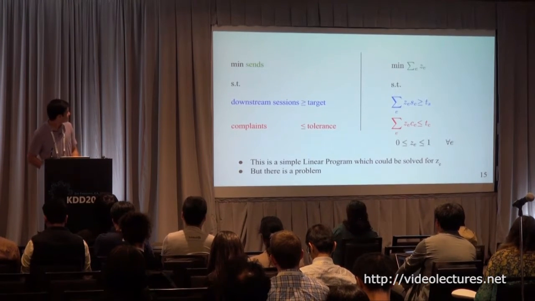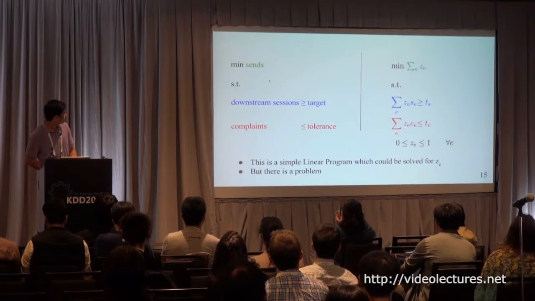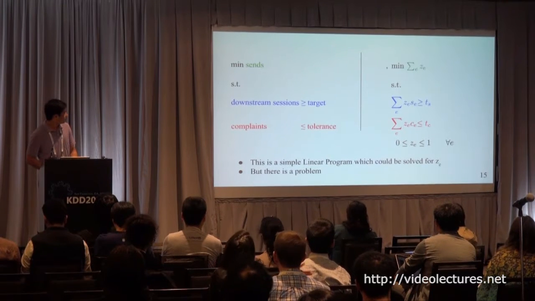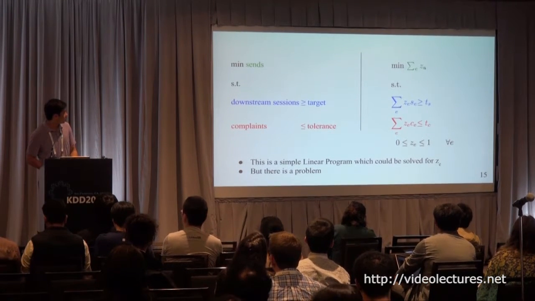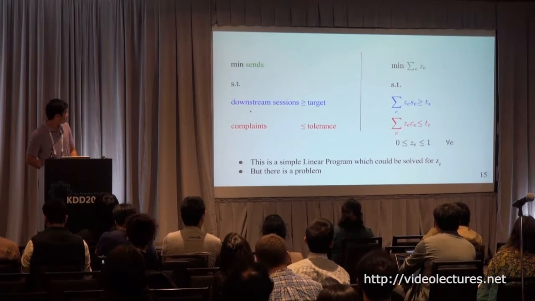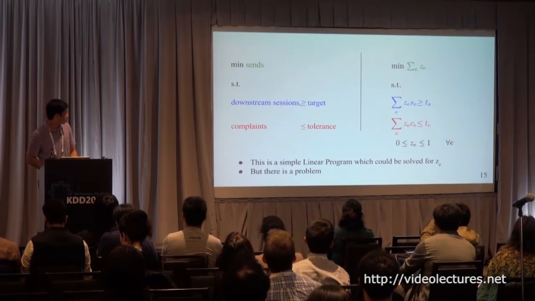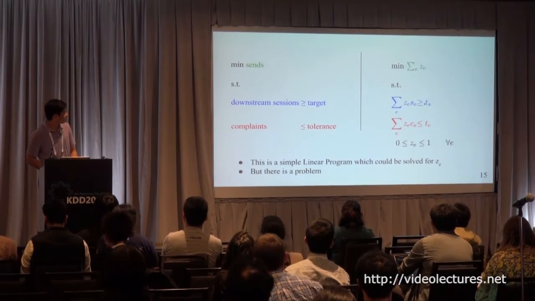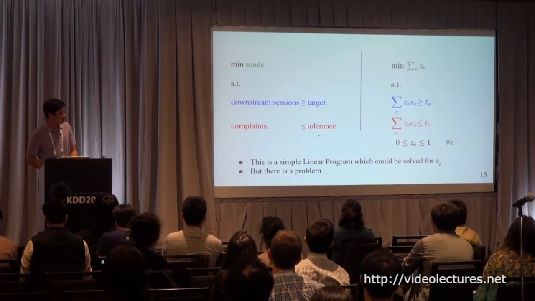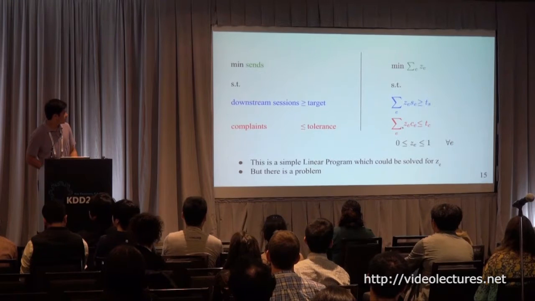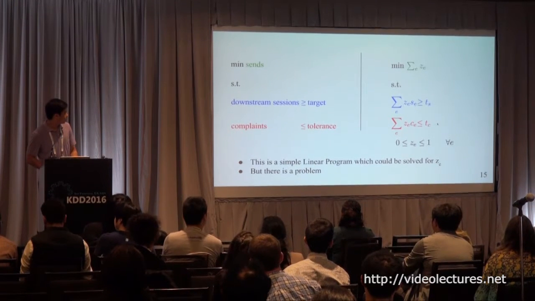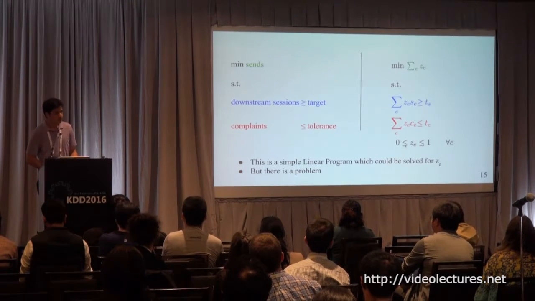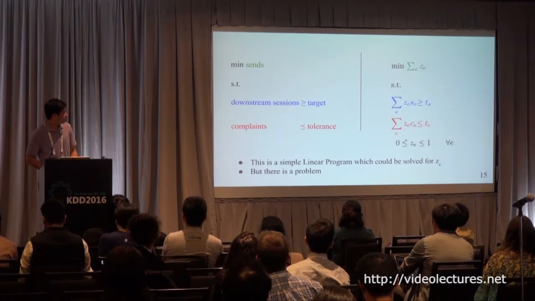This was the problem that we wanted to solve, and here is how we have been able to express it mathematically. Minimize sends, which has been represented as minimize the summation over E of Z_E, such that downstream sessions are no less than a target, which can be specified as the summation over Z_E S_E being greater than some target, and complaints being no more than a tolerance level, which has been expressed as the summation over Z_E C_E being less than a tolerance level. And we have added one additional constraint here, which is to enforce that Z_E is a probability. So each of these Z_Es should be between 0 and 1.